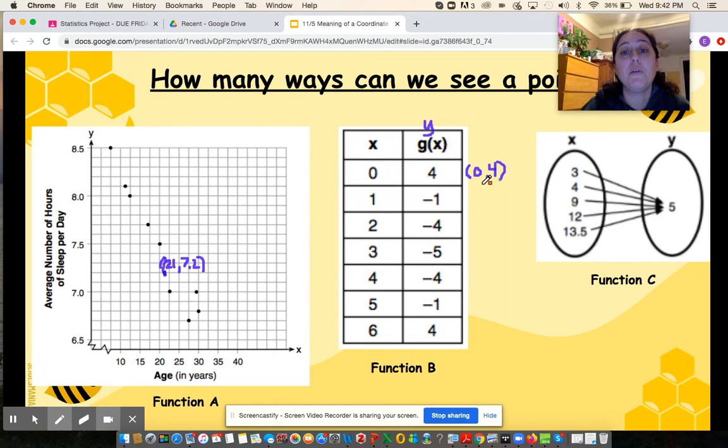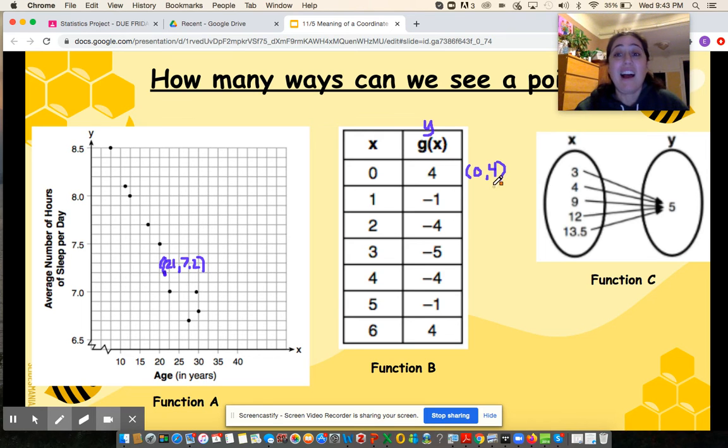So this 0, 4, the point would be 0, comma 4. And I would do that with all of them: 1, comma negative 1; 2, comma negative 4. Just remember to always put the parentheses on either side. That's a very specific notation. As you're going through Algebra 1, you're really working to not only understand the concepts, but also understand the notation of it.